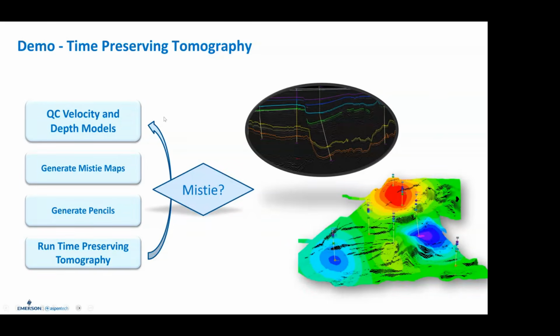We're going first of all to look at the current velocity. We're going to generate mistie maps. We're going to store the information into vertical functions that we call pencils, which are a proprietary system we use to store all the information needed to run the tempering tomography. After that, we're going to have a new velocity model and new grids, and we can check whether the misties are better or not. And we're also going to look at the RTM algorithm during the same demo.